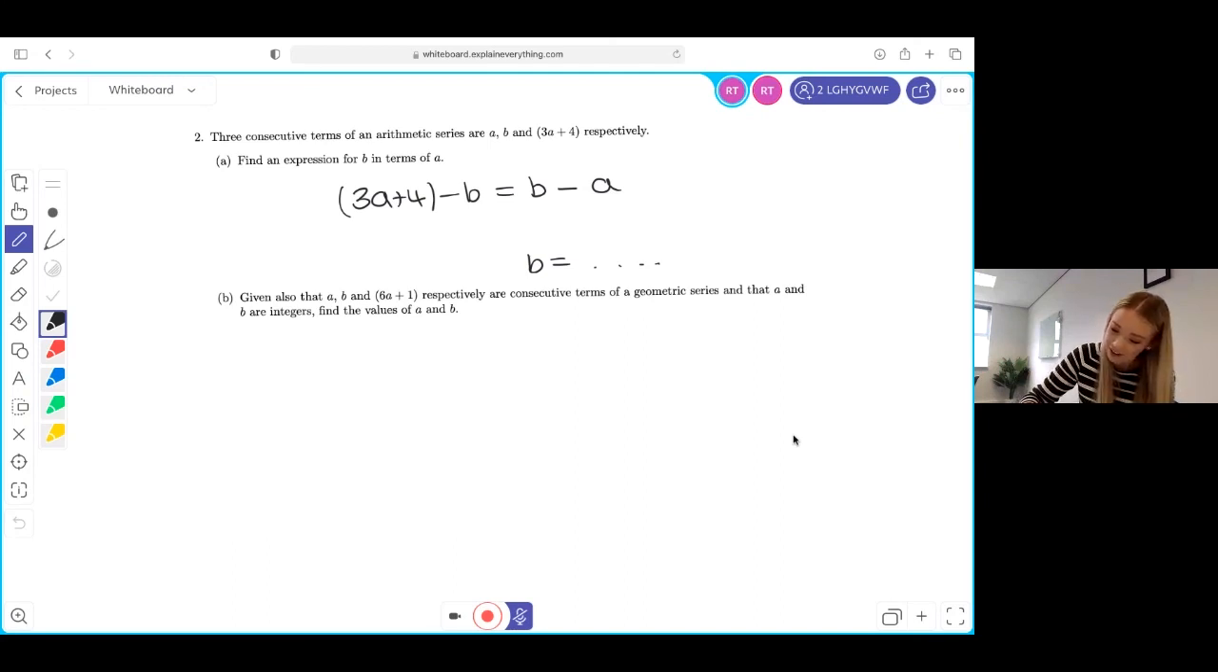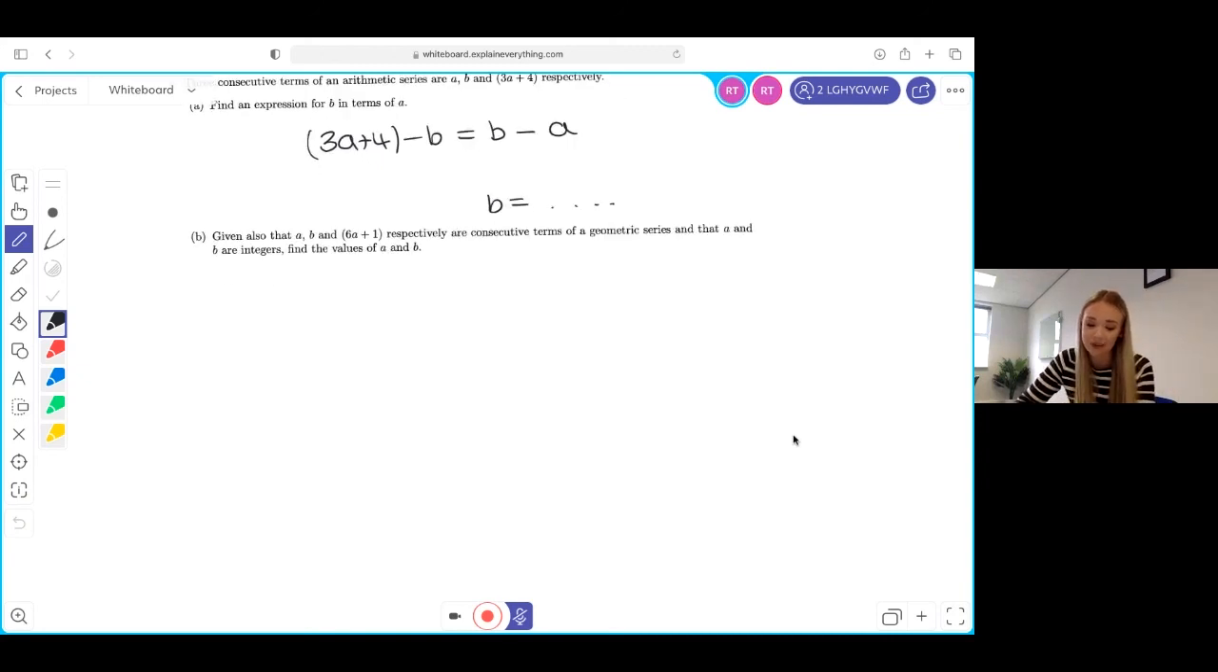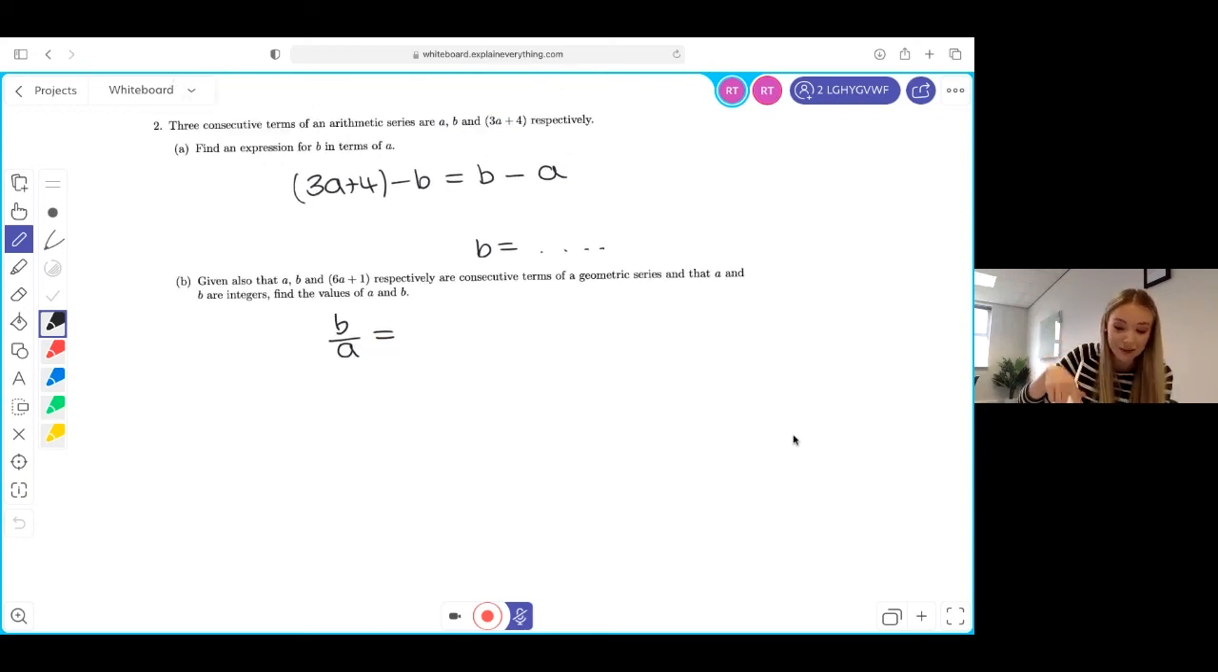The final one that we have is, given also that a, b, and 6a plus 1 are consecutive terms of a geometric series, and a and b are integers, then find the values of a and b as well. So for this one, with the geometric series, the ratios between the terms are the same. So that's b over a, the second term over the first term, which will be the same ratio as the third term, 6a plus 1, over the second term, which is just b.